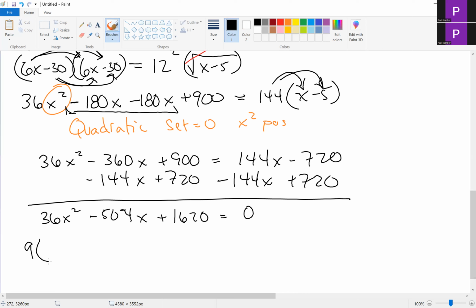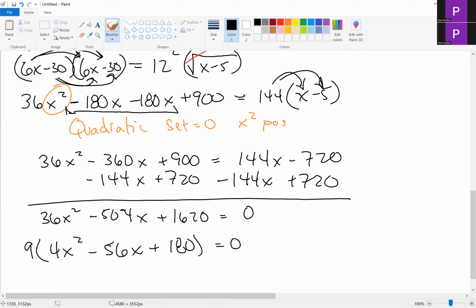If you take out a 9, you're going to be left with 4x squared minus 504 divided by 9 is going to be 56. So it'll be 4x squared minus 56x plus, and then we do 1620 divided by 9 is going to be 180. That's going to be equal to 0.